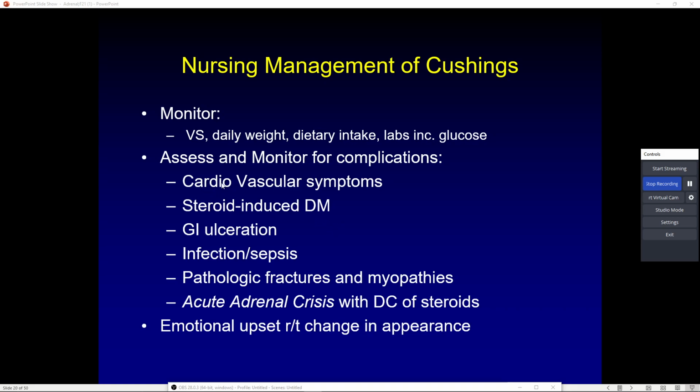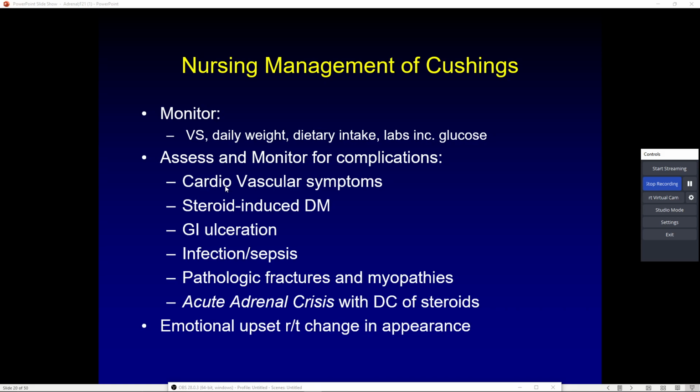So really quick, I didn't touch on that right there. We're going to actually look for hypertension and cardiovascular stressors. We're going to look for pitting edema, +1, +2, in the periphery that could indicate right or left-sided heart failure. We're going to look for GI ulceration, potentially start this patient on a PPI. We're going to look for infections, sepsis, fractures, myopathies due to decreased osteogenesis or increased osteoclast activity.